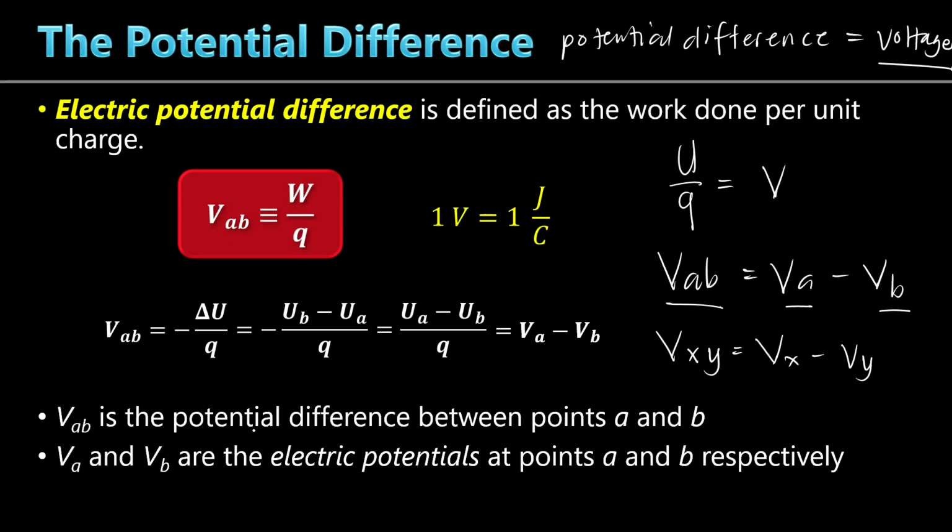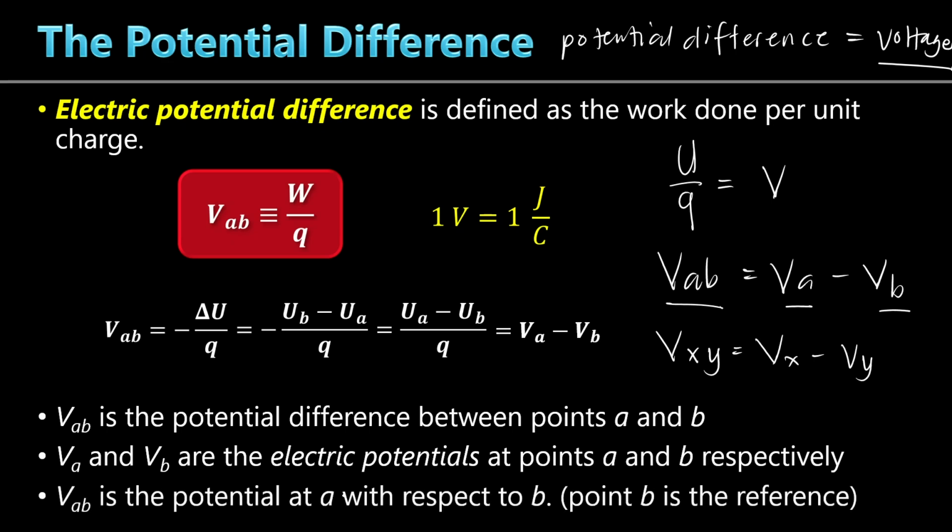However, we may also interpret VAB as the potential at A with respect to B. So in that case, the second subscript is our reference. Okay? So for example, Vxy can be interpreted as the potential at point X with respect to, or relative to, the potential at point Y. So again, the second subscript always acts as our reference. Tandaan. Now, kung i-relate naman natin yan sa battery, di ba alam natin na yung battery ay may voltage.